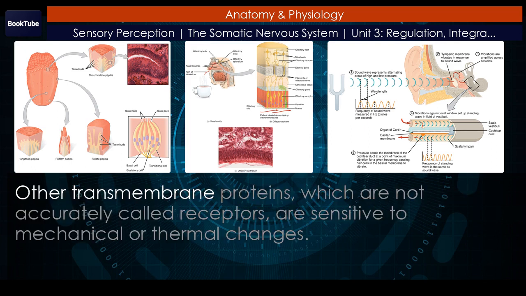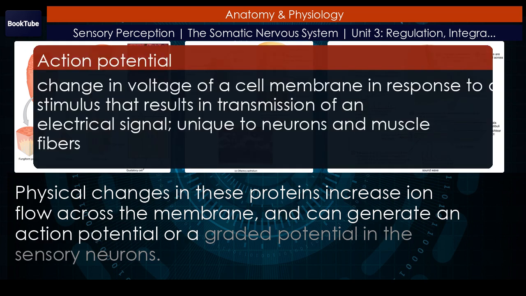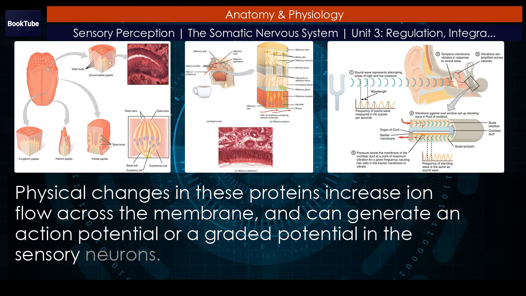Other transmembrane proteins, which are not accurately called receptors, are sensitive to mechanical or thermal changes. Physical changes in these proteins increase ion flow across the membrane, and can generate an action potential or a graded potential in the sensory neurons.